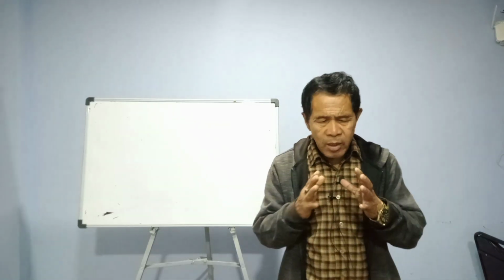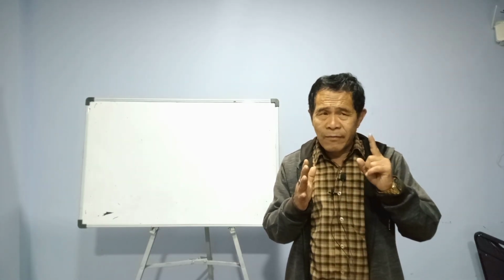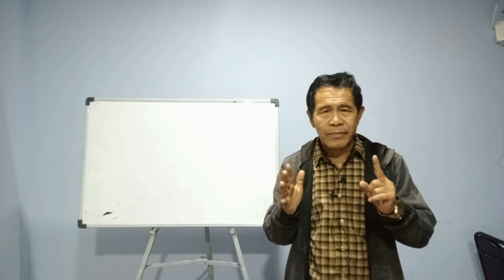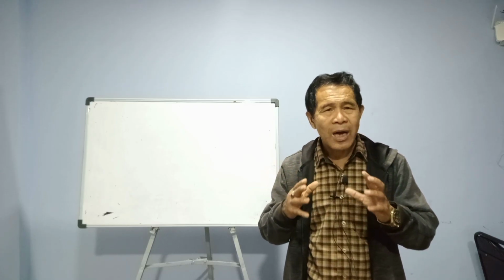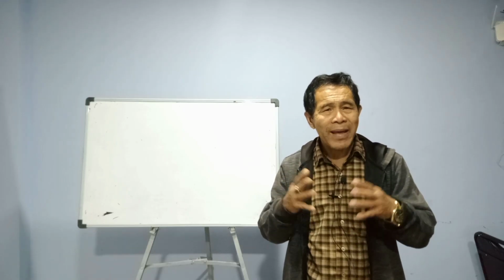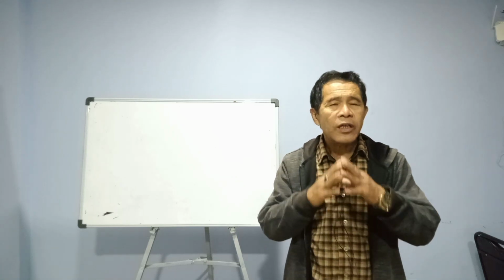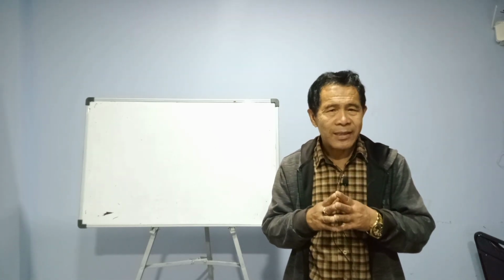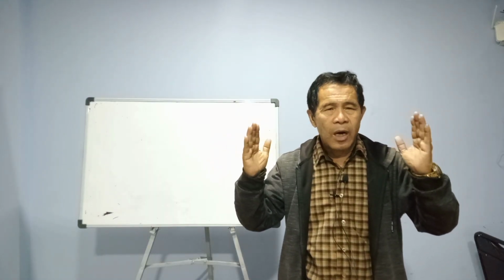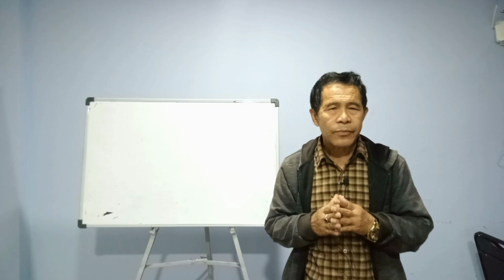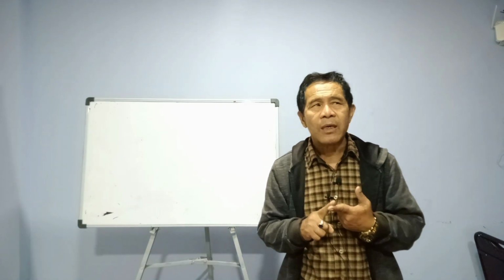So here, alphabets means from A to Z. A, B, C, D, E, F, G, H, I, J, K, L, M, N, O, P, Q, R, S, T, U, V, W, X, Y, Z. So these are all together, we call it alphabets. Yes, alphabets. And then next is letter.